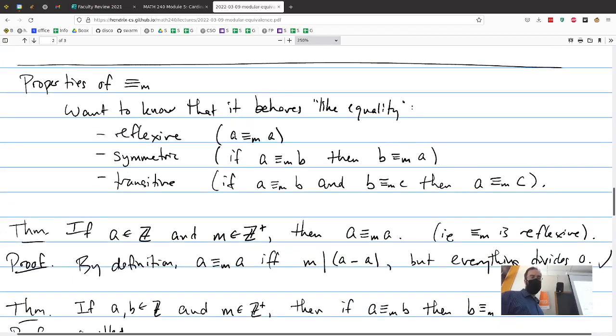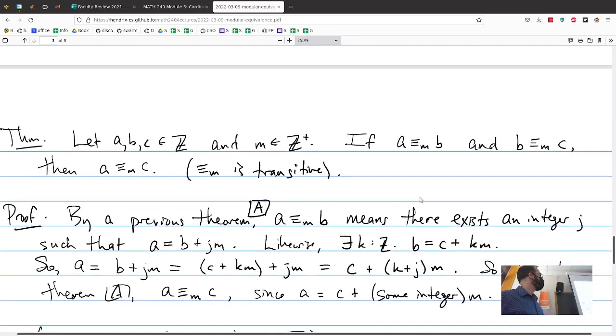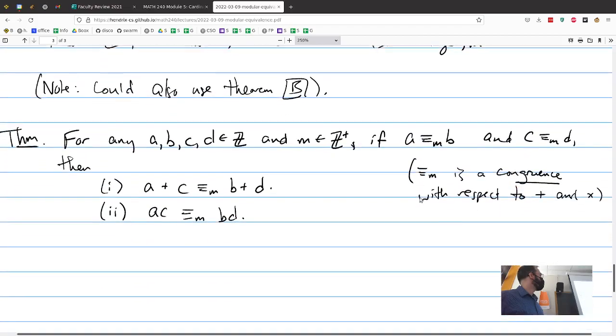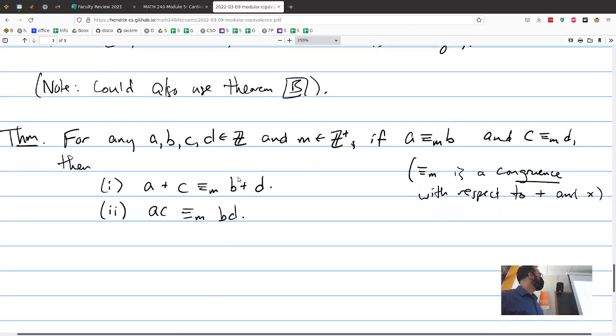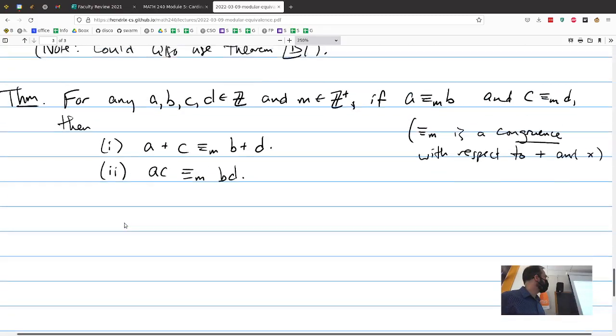So we proved, well, some of them we proved, some of them we just stated, but I claimed that we could prove the other ones. So it's reflexive, it's symmetric, it's transitive, just like normal equality is. And then also, I stated, but we didn't prove, that it is a congruence with respect to addition and multiplication. And did I actually prove that? No, we didn't actually prove that.